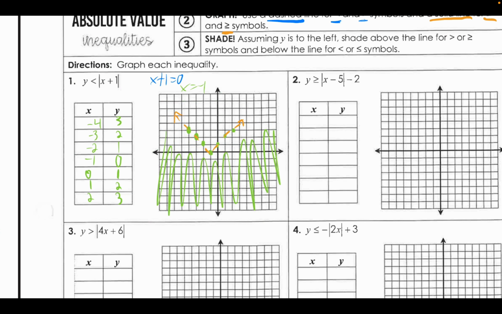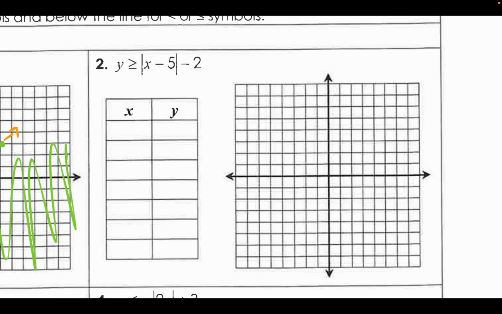So on to number 2 here. Once again, set the inside equal to 0 of the absolute value bars, just kind of ignoring that for a moment for the y is greater than or equal to. And we end up getting x equals 5. Put that in the middle and put my numbers accordingly on each side of the 5, above and below. And as I go through and evaluate, I get 1, 0, -1, -2, and then I start going the other direction. And I go and plot these.